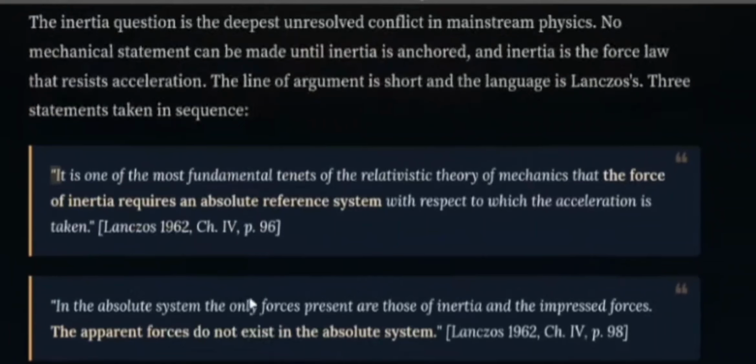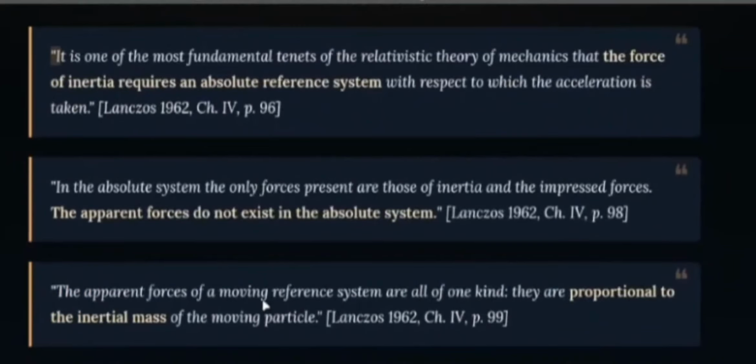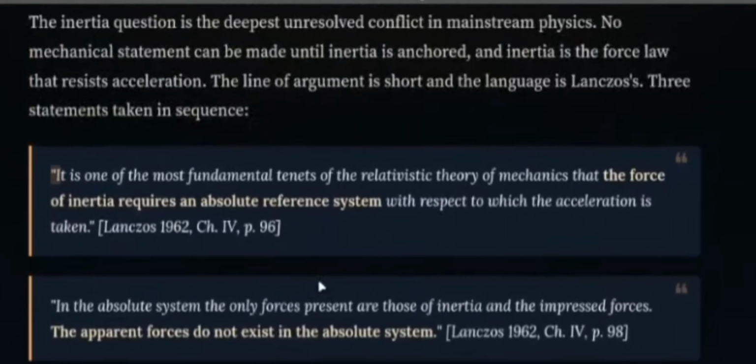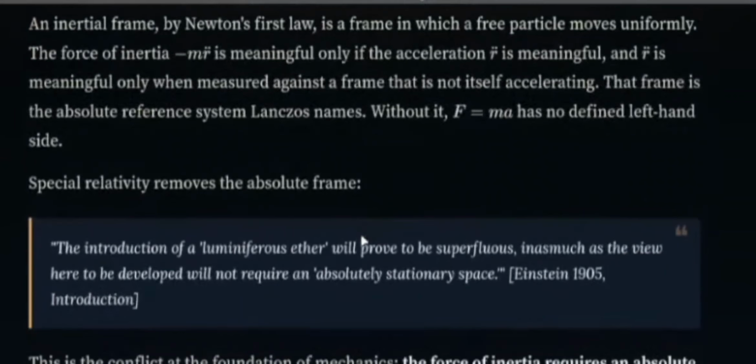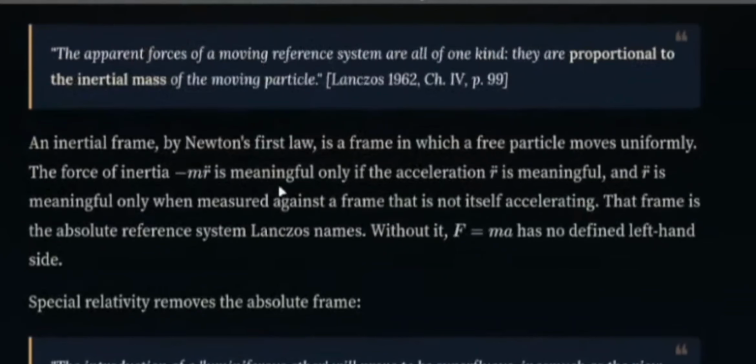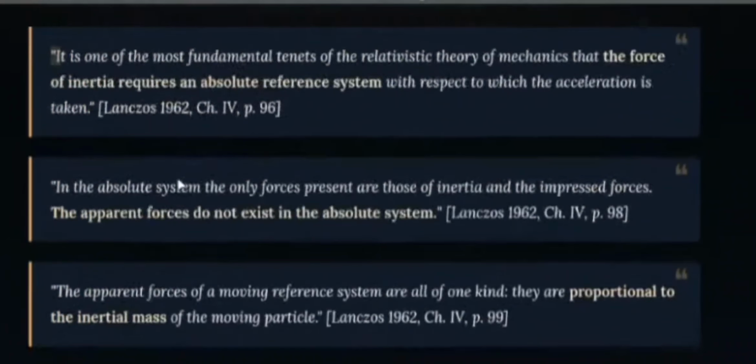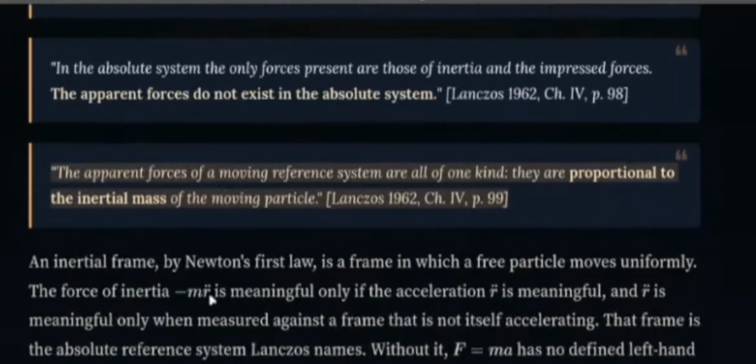But the fundamental backbone still, even outside of relative velocity comparisons, they still have to start with an inertial problem here, where the rest mass is absolute. So that inertia is absolute. It's something that can't be overcome. And another extremely important part here is that the apparent forces of moving reference systems are of one kind. They are proportional to the inertial mass of the moving particle. Now, this is going to be extremely important later when we get into the cosmological analysis between frames.